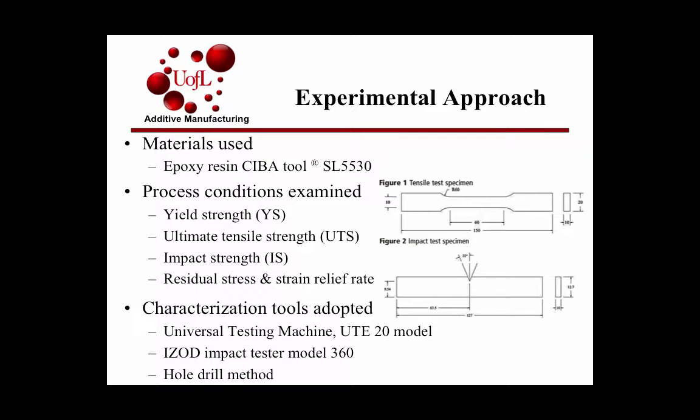So the material used for the experiment was an epoxy resin, Ciba-Tool SL5530. They looked at the process conditions of yield strength, ultimate tensile strength, impact strength, and residual stress and strain relief rate. And they used a universal testing machine for the yield strength and ultimate tensile strength. The Atre impact tester was used to measure the impact strength, and the hole drill method was used to determine the residual stresses in the parts.